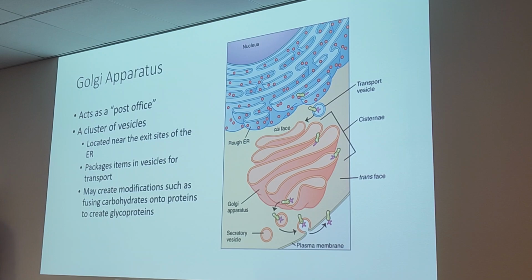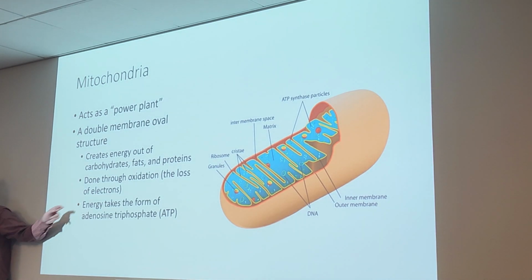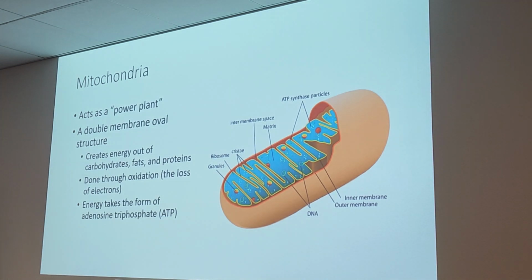Okay. Next up, the mitochondria. Okay, this is the powerhouse of the cell. That's pretty much all we need to know. Actually, just one more thing, I guess. ATP. ATP is the energy currency of the cell.